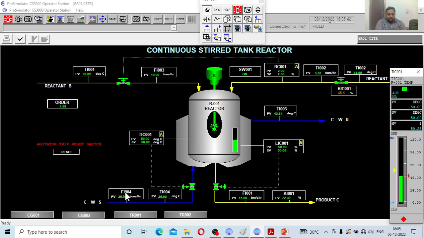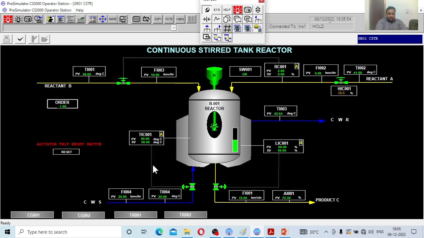FI004 indicates how much cooling water is going into the jacket. Currently 25 tons per hour of cooling water is going into the jacket, and it is a simple feedback control system. To control the temperature, the cooling water flow is adjusted. The sensing element measures the temperature, and accordingly the controller sends a signal to the valve to maintain how much flow goes to the reactor. This is a simple feedback control system.